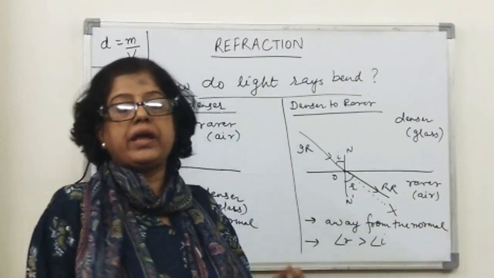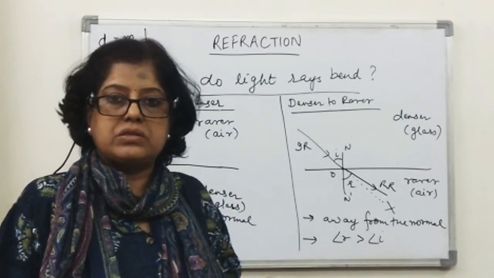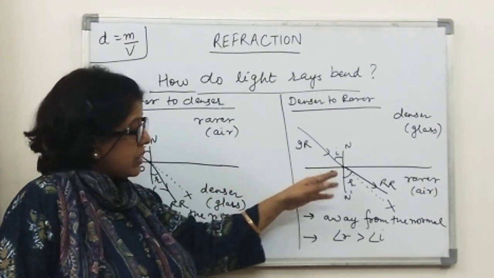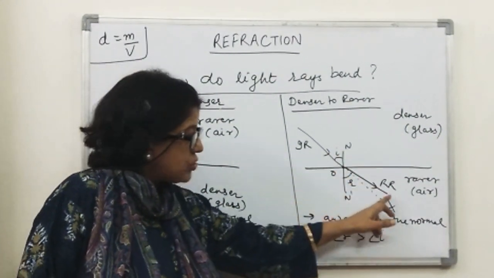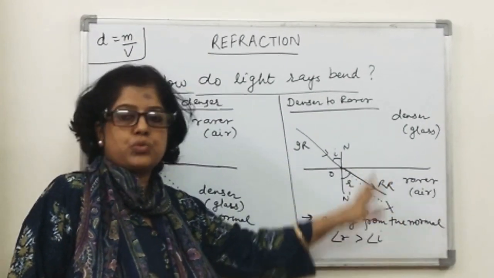So a light ray doesn't go straight, it bends. We've just seen that, and as you can see, after it enters the other medium, it travels straight. After bending, it travels in a straight line.